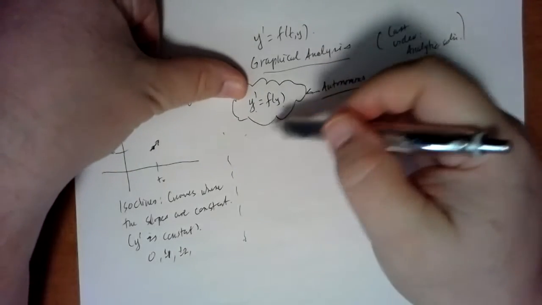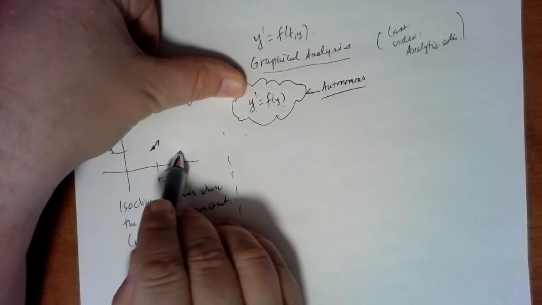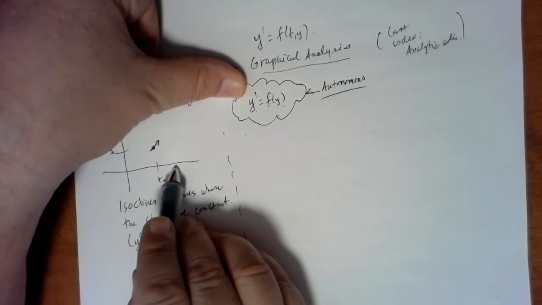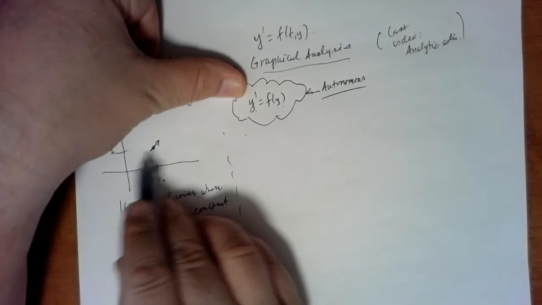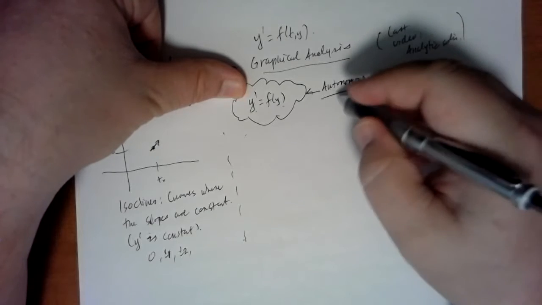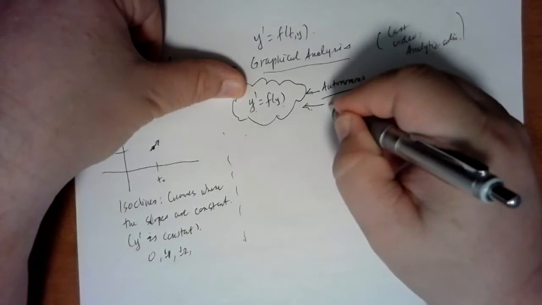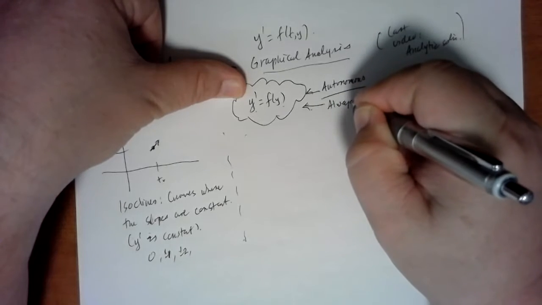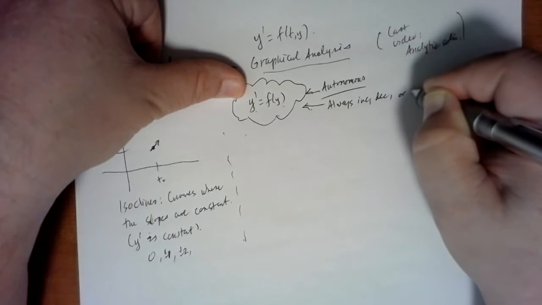Geometrically, what does that mean? Geometrically, we know that isoclines are horizontal lines. So this is what we mean by the slopes not depending on time. They just depend on which y value you're at. Good. So we also know that because of that, autonomous differential equations are always increasing, always decreasing, or constant.